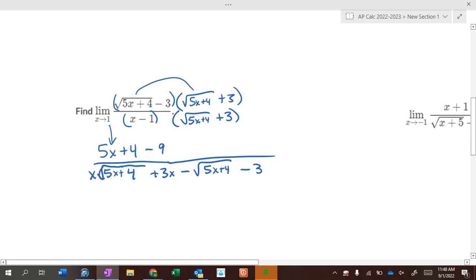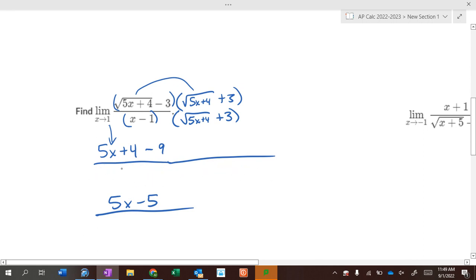Don't plug it in yet, because you still get 0 over 0. So in the numerator is 5x minus 5. Your denominator, okay, if we combine like terms, you get x times the square root of 5x minus 4 minus the square root of 5x minus 4. Well, actually, let's get rid of this and leave them as not multiplied through, because this is what will help us out.